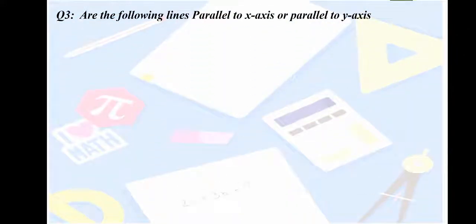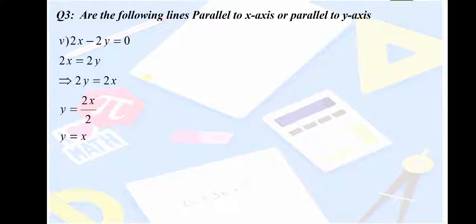Question number 3, fifth part is 2x minus 2y equals 0. So minus 2y will move to the other side, it will become 2y. So 2x is equal to 2y is the equation. So we can write it like 2y equals 2x. 2 is multiplied by y, when it moves to the other side it will become 2x over 2. So 2 will be cancelled with 2. The remaining value will be y is equal to x.